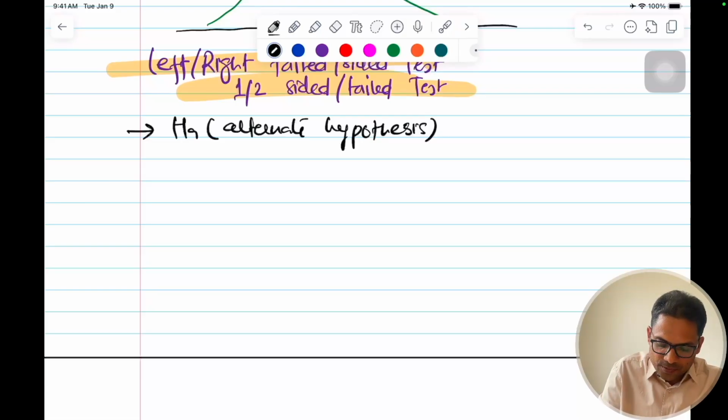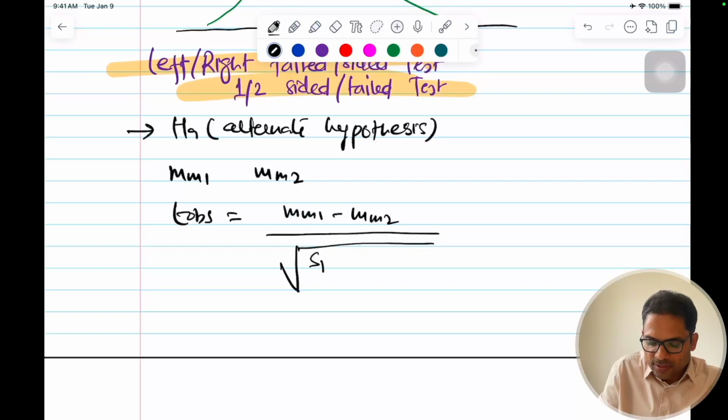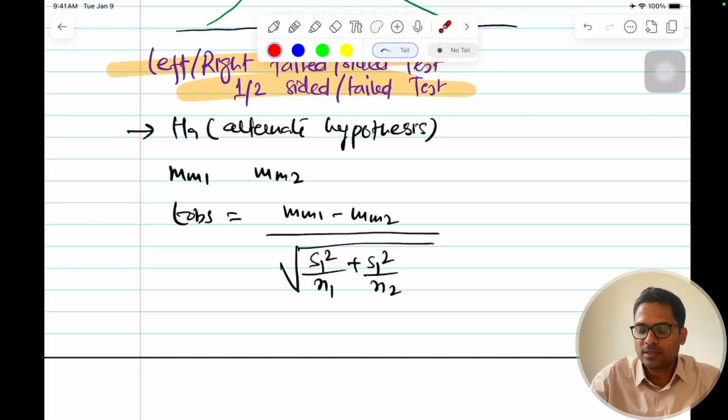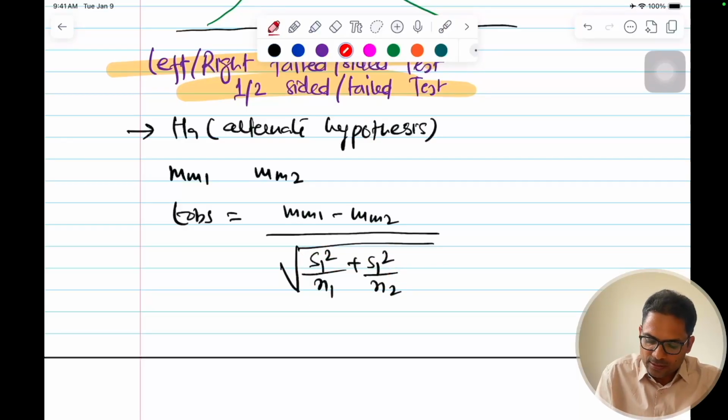So what was it? M1 and M2 are the mean recovery times, and what was the T observed? Mean recovery time of medicine 1 minus mean recovery time of medicine 2 by square root of standard deviation squared by N1 plus standard deviation squared by N2. This was my T observed. Now look at this. The denominator here will always be positive, because this is a square here. S1 squared is positive, and N1 and N2 are sample sizes, so positive, and this is a sum of 2 numbers, so this will always be positive.